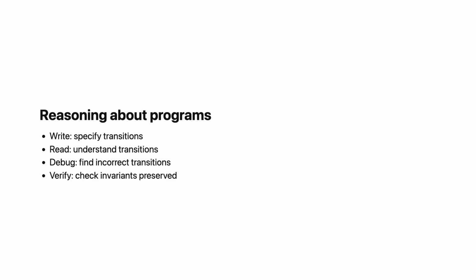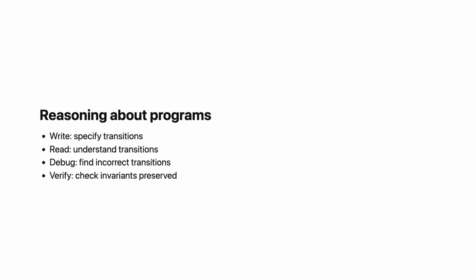Why does understanding state transitions matter? Because programs are sequences of state transitions. That is all they are. When you write code, you are specifying transitions. Given this state, change it to that state. When you read code, you are understanding transitions. What was the state? What changed? What is the state now?